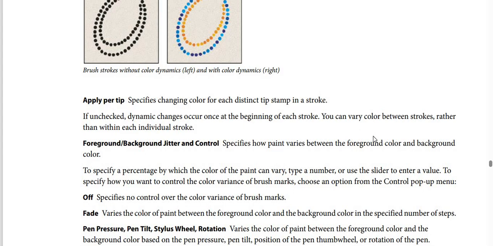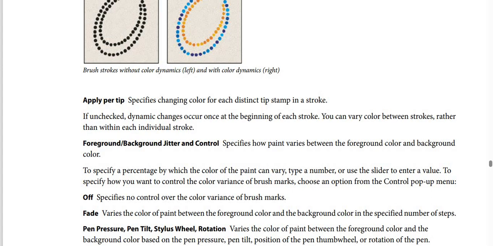And what's the meaning of apply per tip? Apply per tip specifies changing color for each distanced tip stamp in a stroke. And if unchecked, dynamic changes occur once at the beginning of each stroke, so you can actually vary color between strokes rather than within each individual stroke.